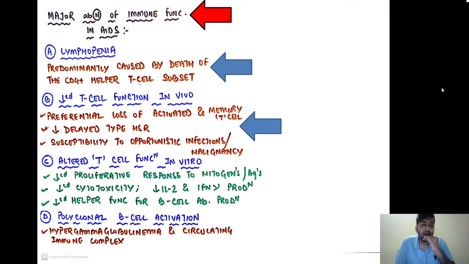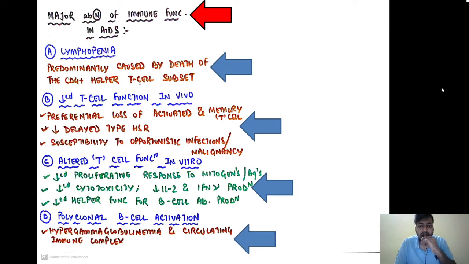Okay, now the T cell function is not only altered inside the body, that is in vivo, it is also altered in vitro, that is in the laboratory. And how do we see this? Because there is a decreased proliferative response to the mitogens or antigens, decreased cytotoxicity, decreased interleukin 2 and interferon gamma production, and decreased helper function for the B cell antibody production. So what is happening? We also know that the B cell depends on the helper T cells for their antibody production. Now because this help is not there, the B cell function is also gone.